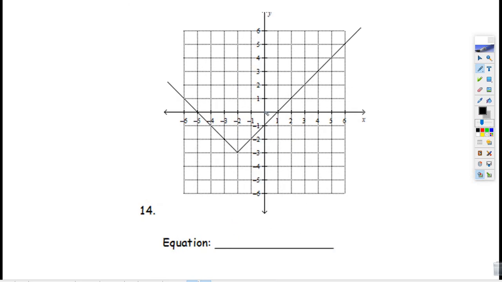14, again, I know that this is the absolute value graph. The original is at the origin. So I know that it went left 2, so inside is opposite, x plus 2, and then outside is my up and down, 3 is minus 3.